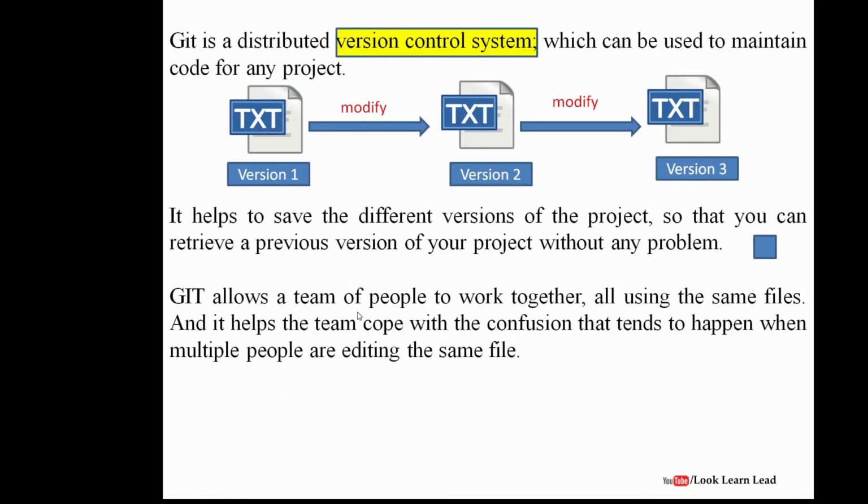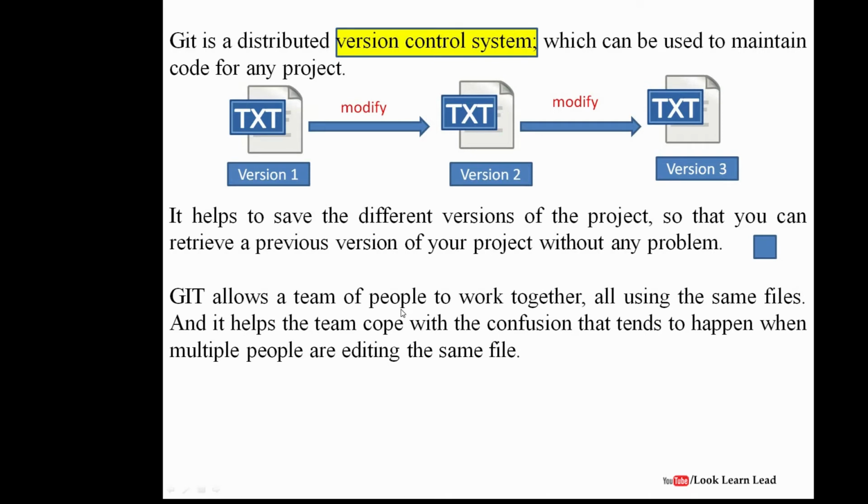Git allows a team of people to work together, all using the same files as we have seen in the example, and it helps the team to cope with the confusion that tends to happen when multiple people are editing the same file. How the confusion is coped with, we will see with the example further. This was all about Git.